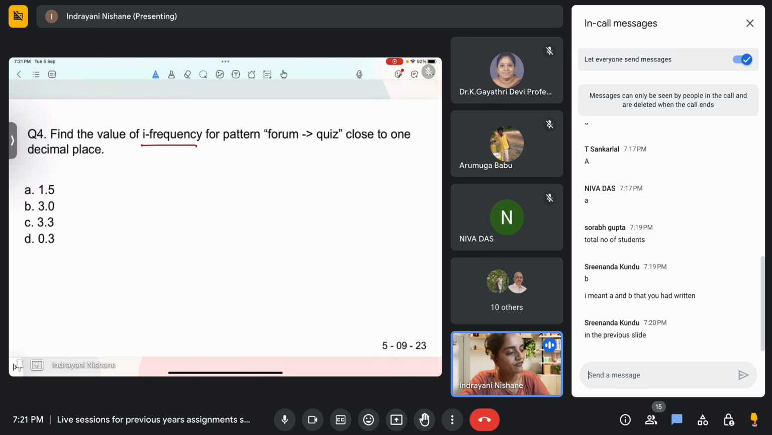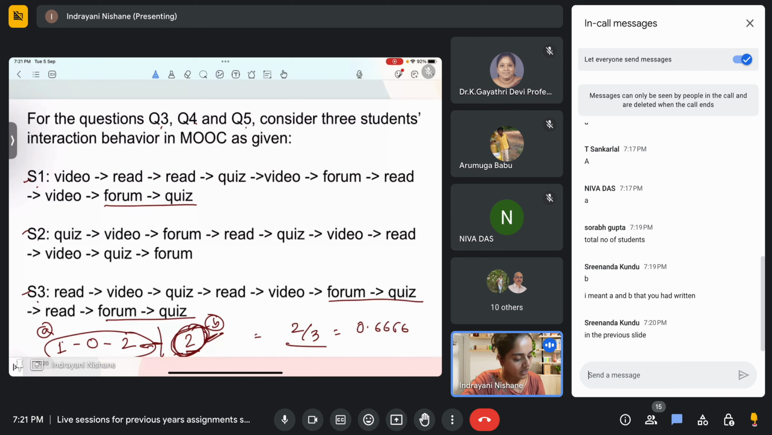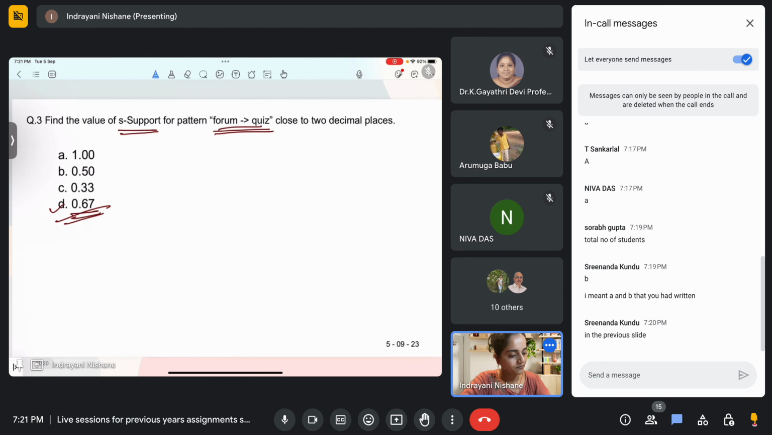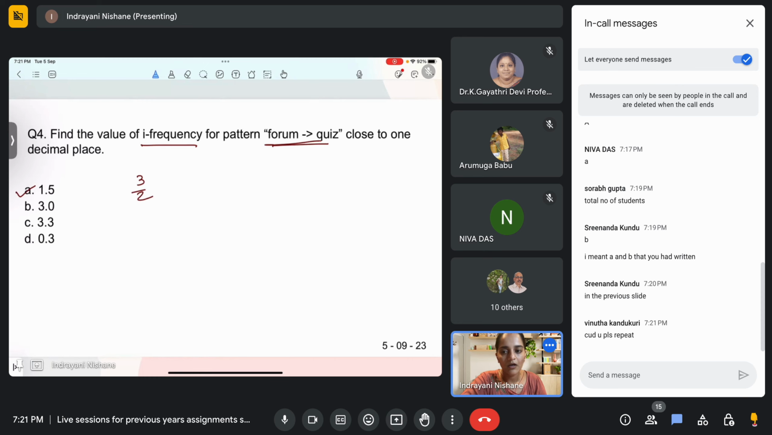Question 4 asks for I frequency for forum to quiz. Let's go back to the page where we had calculated. How will we calculate I frequency? We will add the numbers from these observations, the frequency of that pattern for each student. So 1 plus 0 plus 2, which comes to 3, divided by the number of students for which it was observed, which is 2. So 3 divided by 2 is 1.5. Is it clear? I'll repeat it.